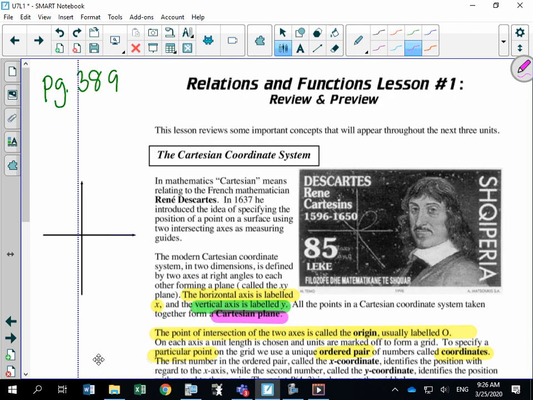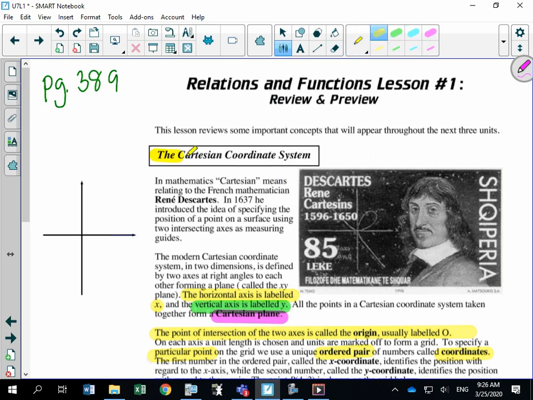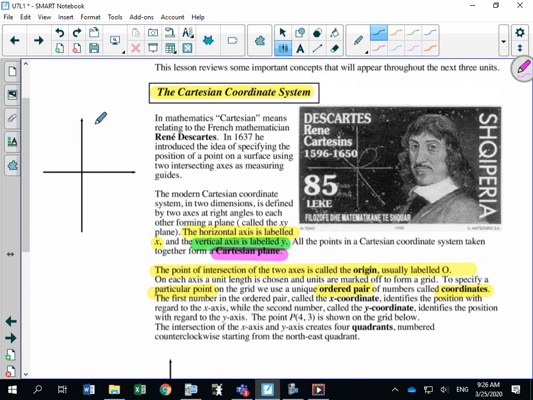Okay, so lesson 1 is on page 389, and the beginning of lesson 1, it's on something called the Cartesian coordinate system. Okay, so get that highlighted. And I'll just change my pen. So what we have, this is a Cartesian coordinate system here, and it is two axes that intersect, and one axis is the x-axis and one is the y, and you need to know which is which. So the vertical line here is the y-axis, and the horizontal line is the x-axis.